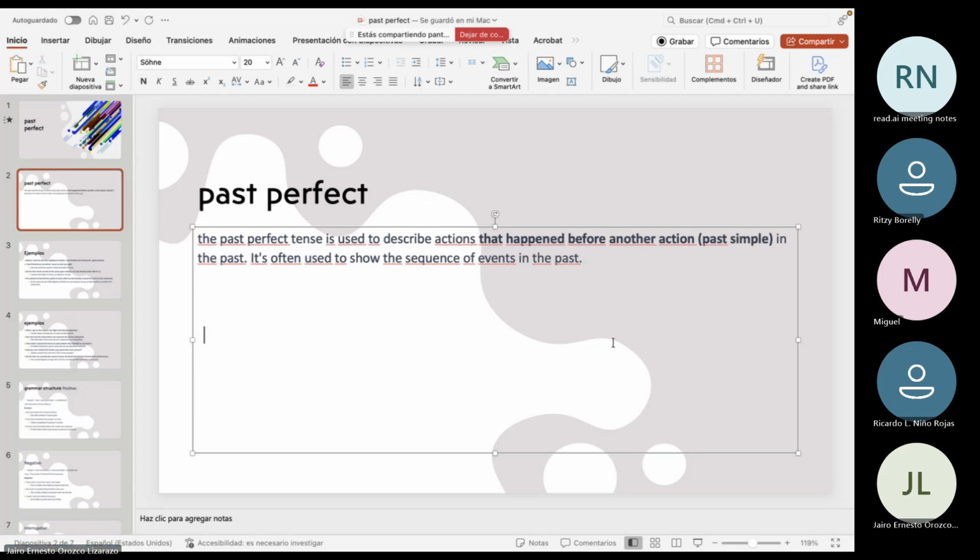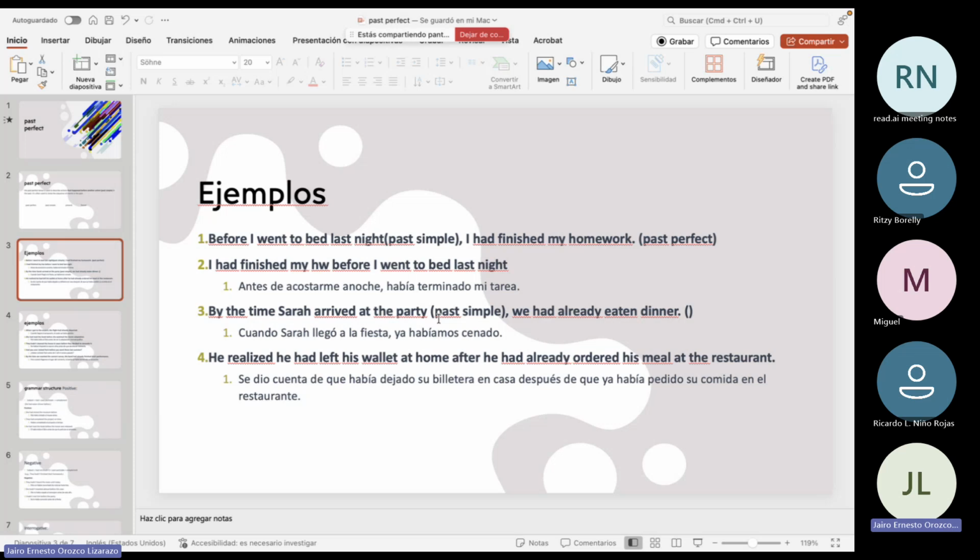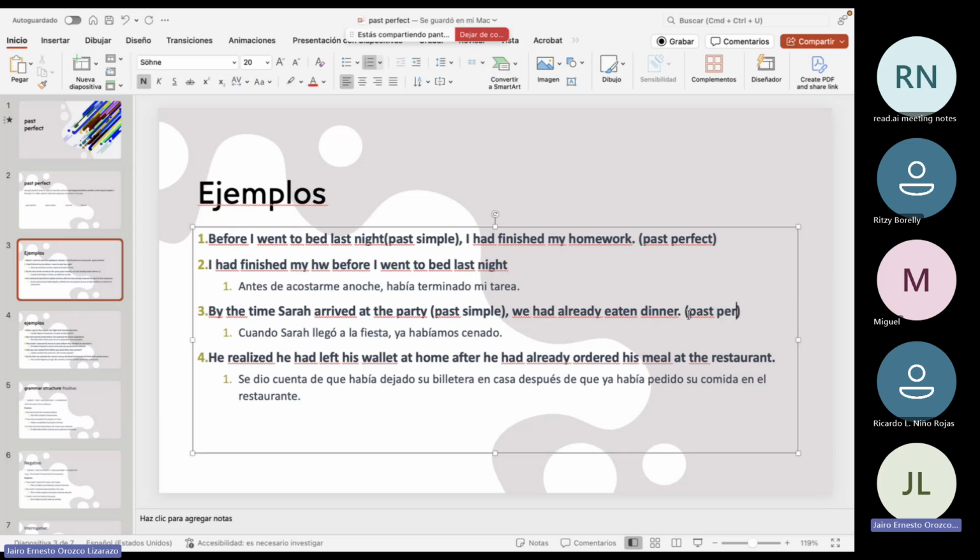So we have the present, right? We have the future, we have the past, and right here is the past perfect, right? So that is like a way to notice what it happens. So this is past simple, right? So past perfect always happens before past simple, which is why they are always together, right? We had already eaten dinner, so this is past perfect.